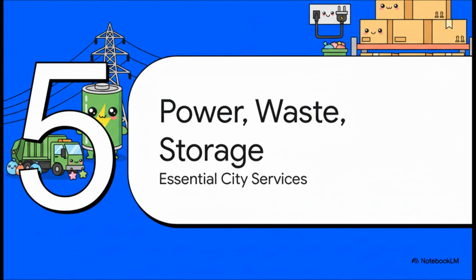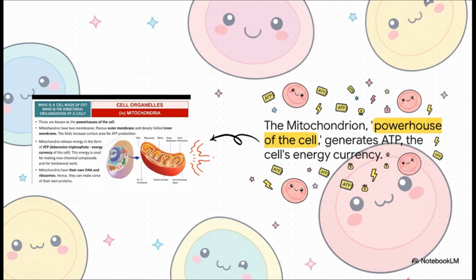Okay, our tour is almost done, but no city can run without its essential services. So let's visit the organelles that handle the power grid, the sanitation department, and the city's warehouses. And here it is, the legend itself, the powerhouse of the cell, the mitochondrion. These are the power plants. They take fuel, like sugar, and convert it into something called ATP, which is the universal energy currency for the cell. Everything a cell does is powered by ATP.